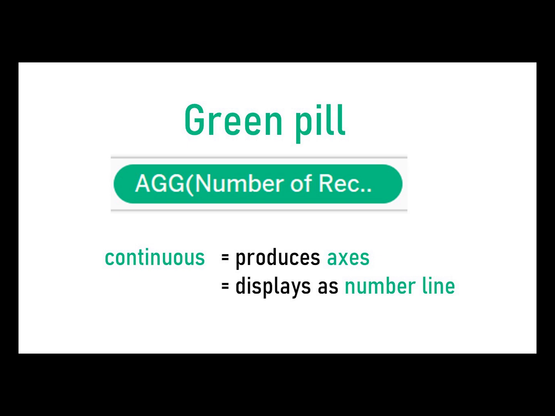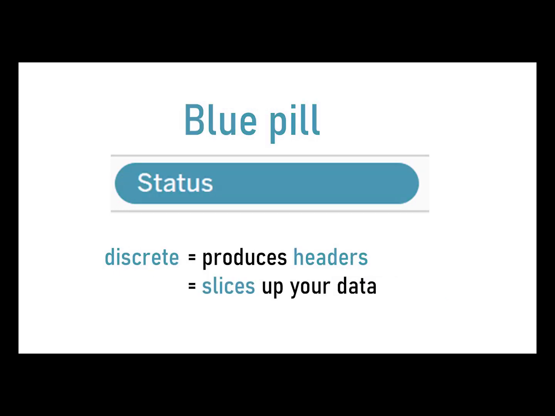Another thing to remember is that green pills in Tableau are continuous fields. What they do is they produce axes, they produce a number line. Blue pills in Tableau represent discrete fields, and discrete fields produce headers, and headers slice up your data.